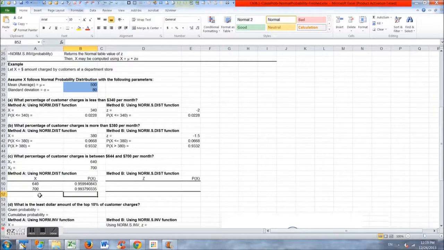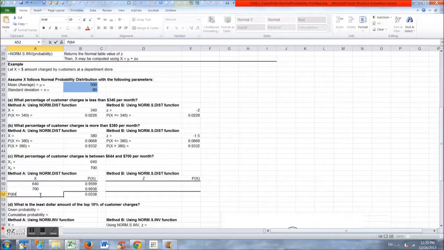Now we want the probability between these two values, so you subtract the smaller probability from the larger probability, and that will give us the probability that the customer charges between 640 less than or equal to x less than or equal to 700.